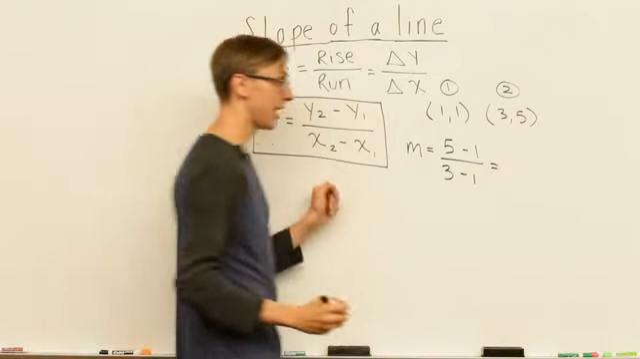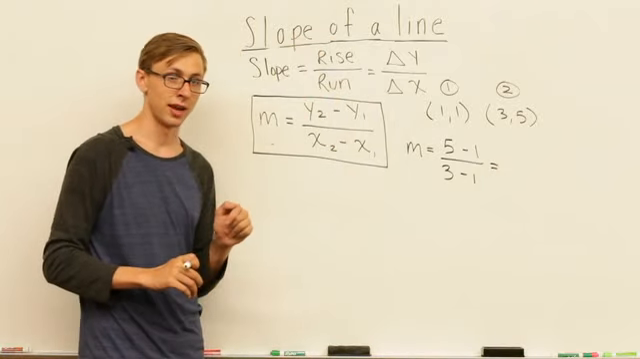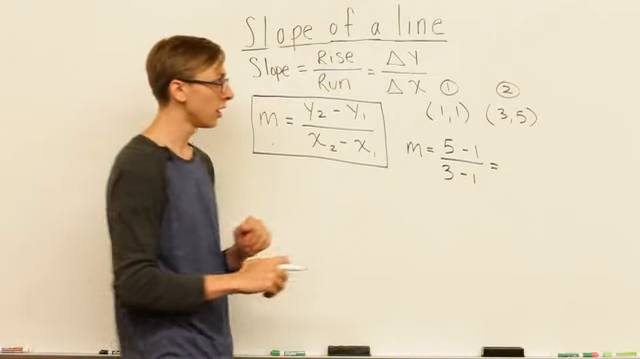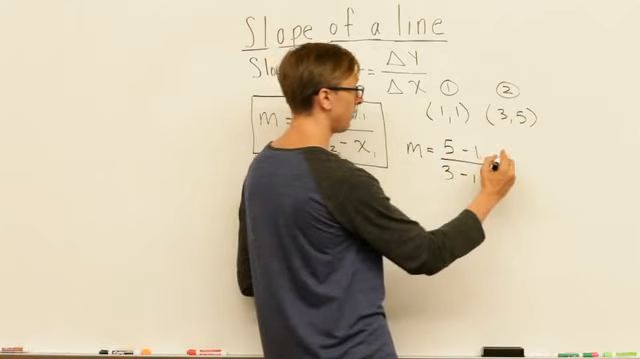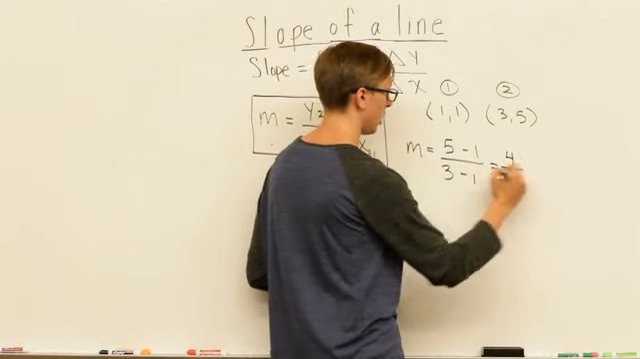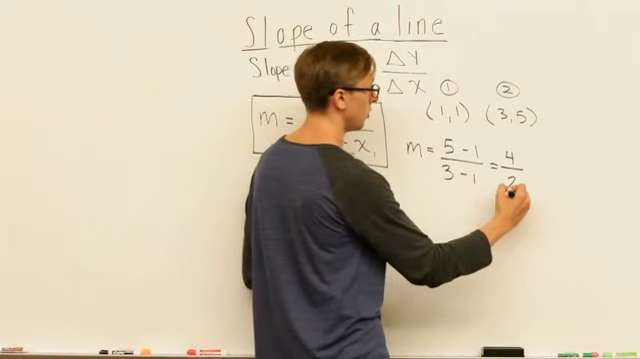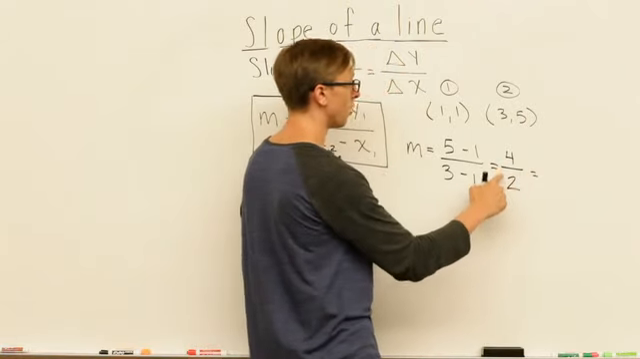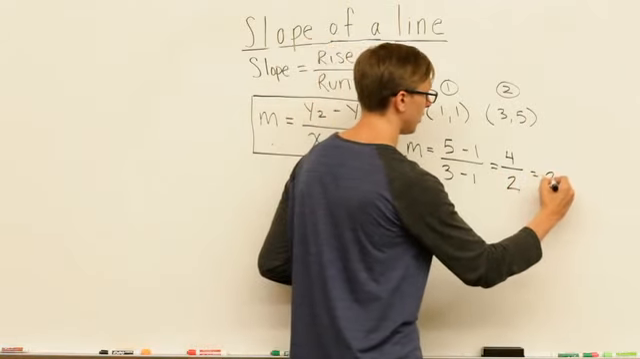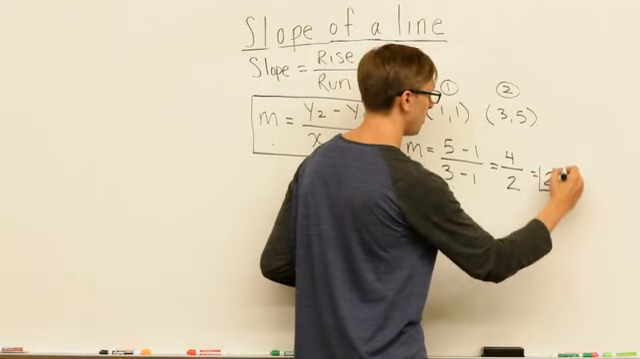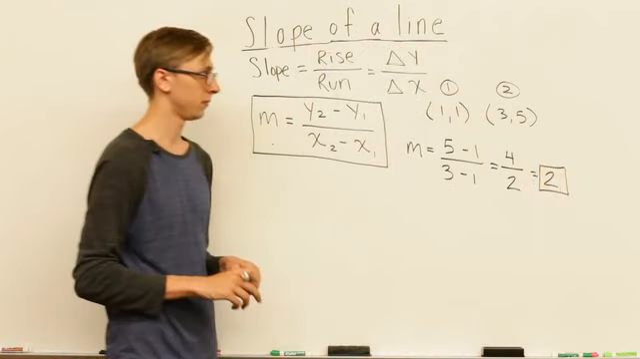Now we simplify, as you learned from our previous videos on how we do the simple algebra here. And we see 5 minus 1 is 4. 3 minus 1 is 2. And then we know that 4 divided by 2 is 2. So the slope of this line is going to be 2.